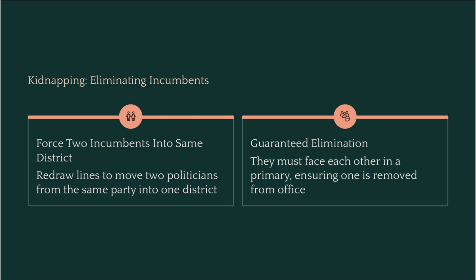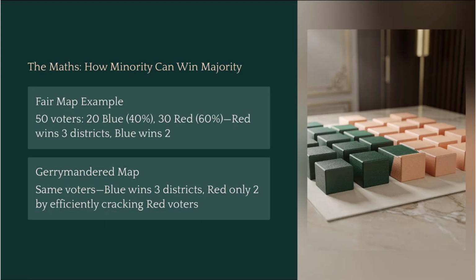Imagine two popular representatives from the same party who have served for years. Suddenly, the map changes and they live in the same district. They are forced to run against each other in a primary election. It guarantees elimination. One of them must lose. It's a way to sniper shot specific rivals and remove experienced leaders from office without the general public ever voting them out. Let's look at a concrete example of how powerful this math is.